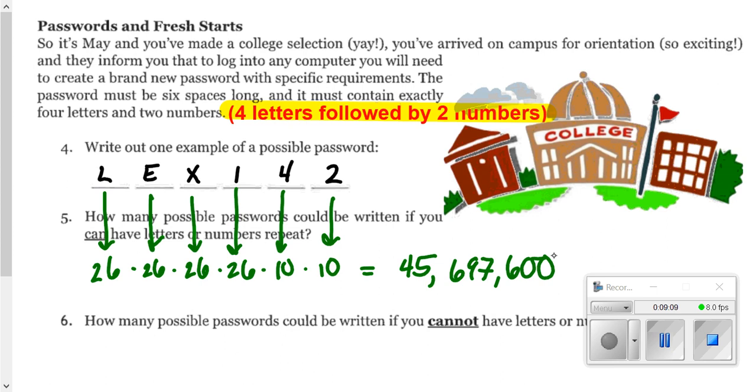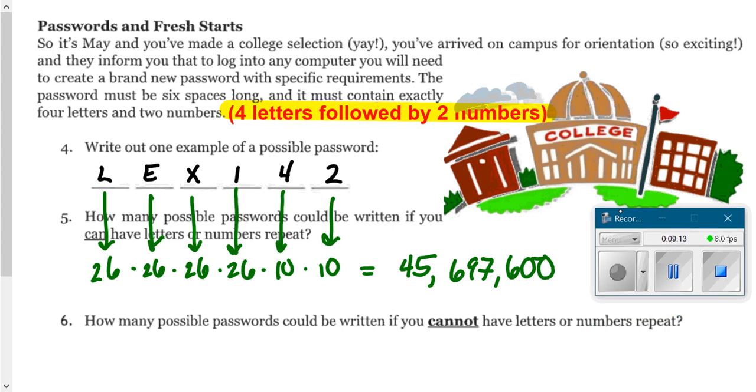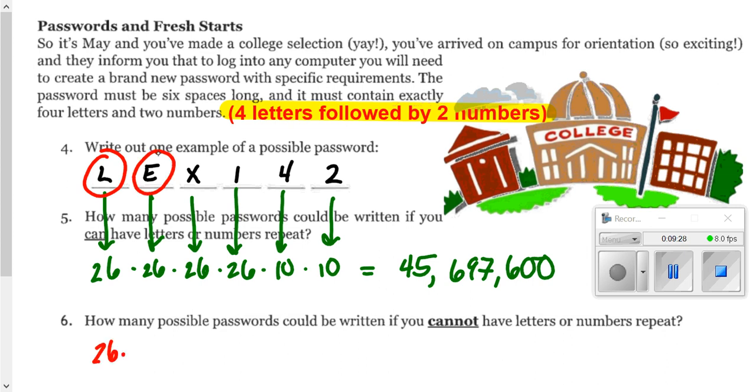So that's why passwords are great, okay? Now the next question says, how many passwords could be written if you can't have repeats? Well, if by putting an L here, I could not have an L somewhere else. This first slot would still have 26 options, but my next letter can't be the same as the first. So it has one fewer option. And the same thing down the line if repeats are not allowed.